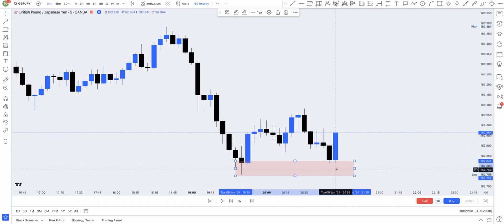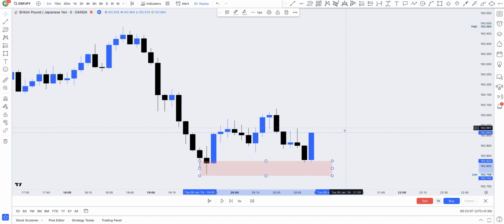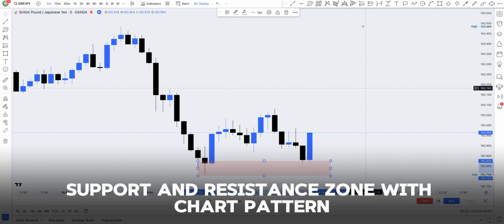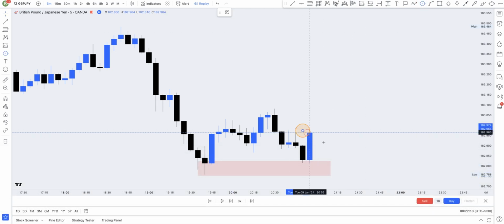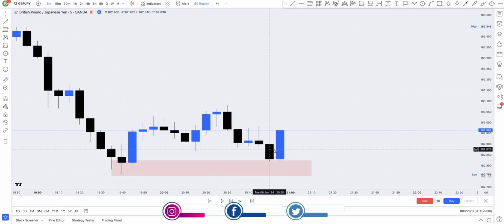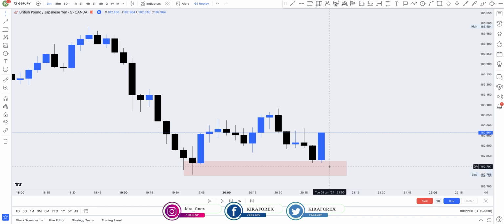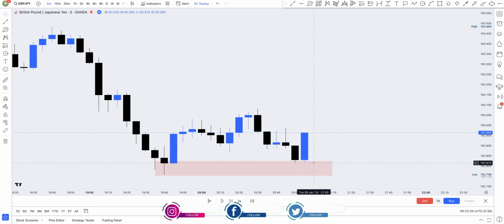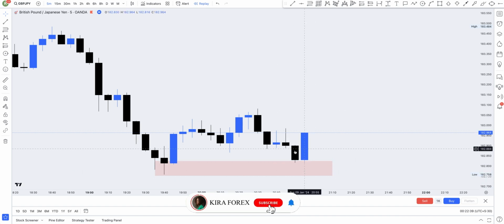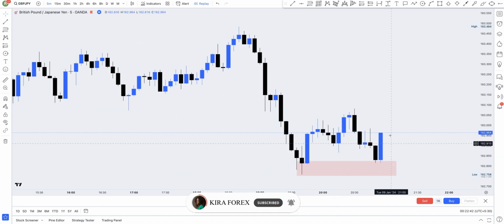Now after the double bottom has formed, what else did I consider here, or what else do you need to consider? Like I said, we are looking at support and resistance zone with chart pattern. So we have a chart pattern here, and you already know this chart pattern is an engulfing bar. So this candlestick has engulfed the seller's candle. So the bullish candle has engulfed the seller's candle, telling us that the buyers are taking over the market. They are not giving chances to the sellers at all, because sellers are trying to push price downside and the buyers came in and they've taken over the market.